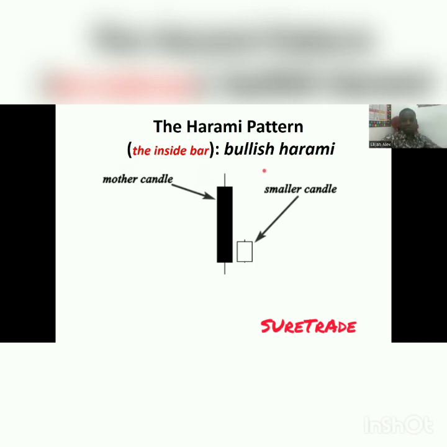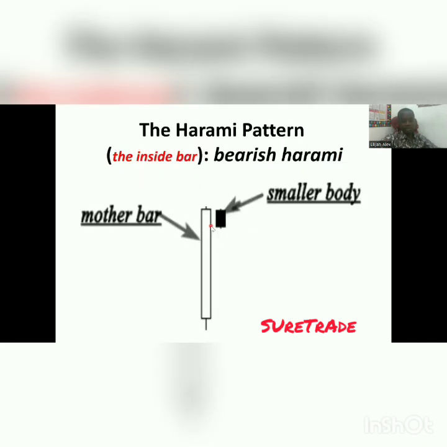Why? Because if I have a bullish big candlestick, or a bigger one than this a little bit, it means I have automatically formed the morning star. See that? So this Arami pattern can give birth to the morning star or the evening star. Look at this, for example.